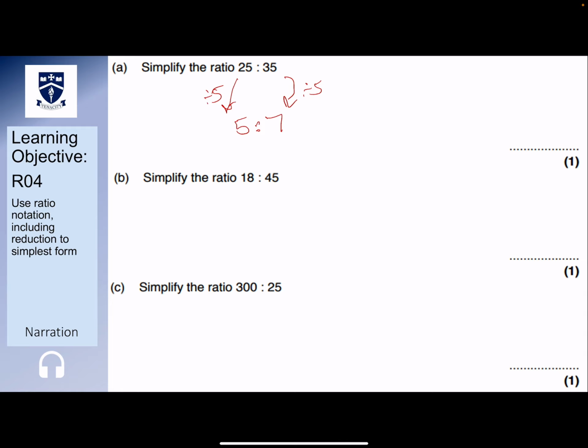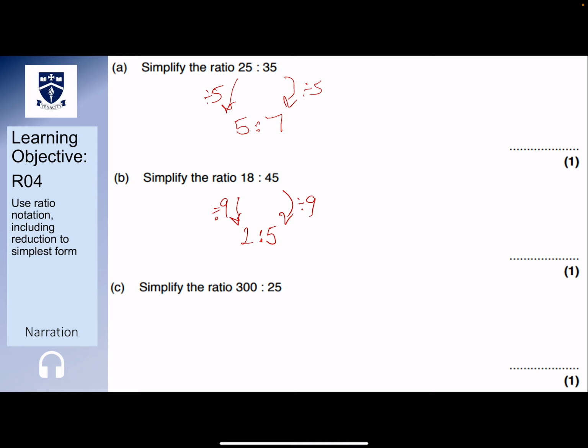Now, with this one here, I've got 18 to 45. You've got to be able to spot the highest common factor of 18 and 45. Well, the highest common factor is 9, so we are going to divide both of those by 9. And when I divide both of those by 9, I get 2 to 5. All right, so there's a lot of multiplication and division in this. Like I said yesterday, when things go up, we are looking to multiply the numbers, not add or take away. It's always about multiplying.